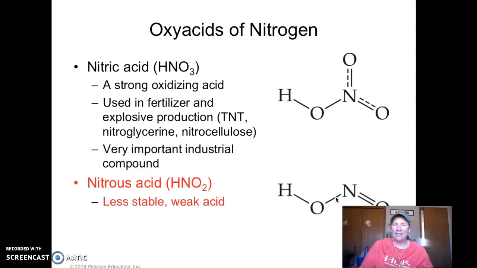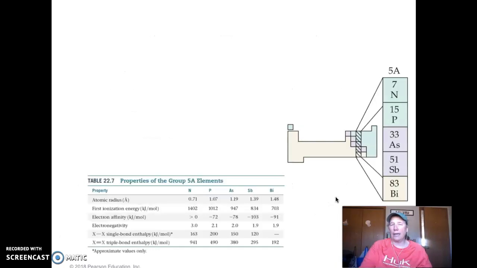There's nitrous acid, you can see it has one less oxygen. It's less stable. It's a much weaker acid, not used as much, but it has a few purposes. And you can see the structure of them on the side there. But nitric acid is a very strong oxidizer and is used a lot in industry.